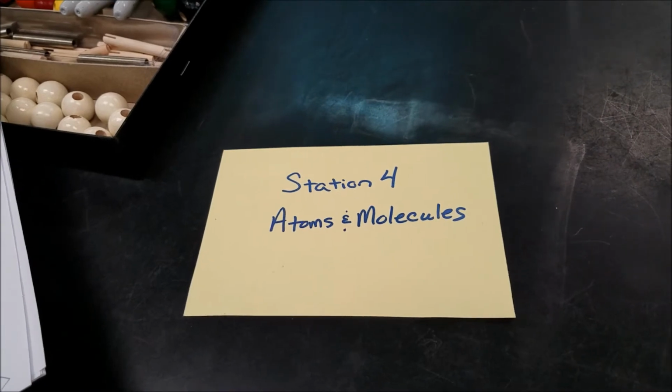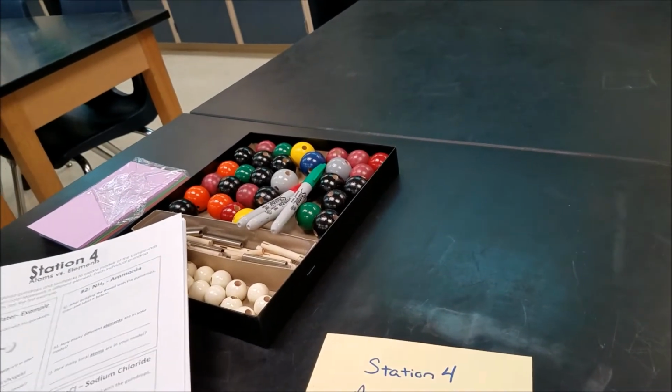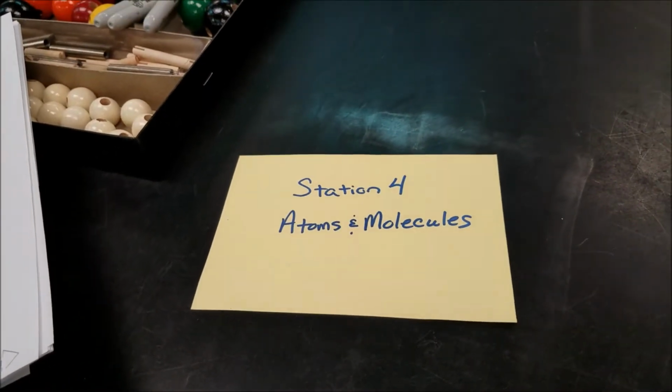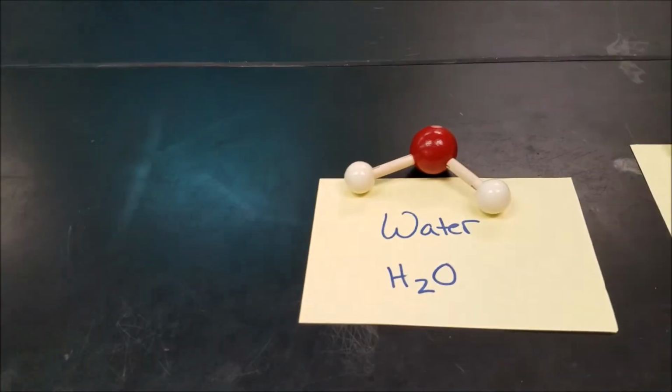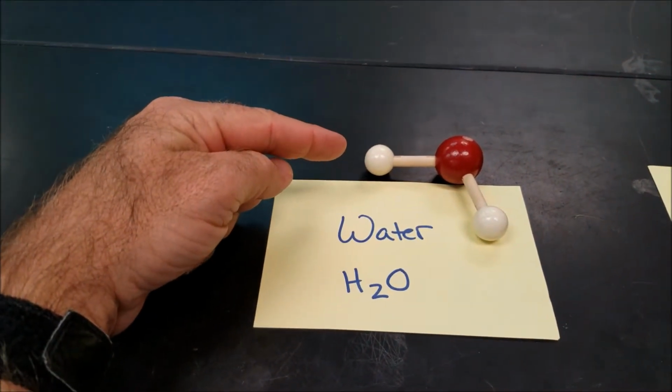So this is station 4 on atoms and molecules, and we're going to be using these blocks, these orbs here, to represent the molecules and the atoms that we're going to be discussing today. So the first one we're going to talk about is our example. This is a model of what water looks like.